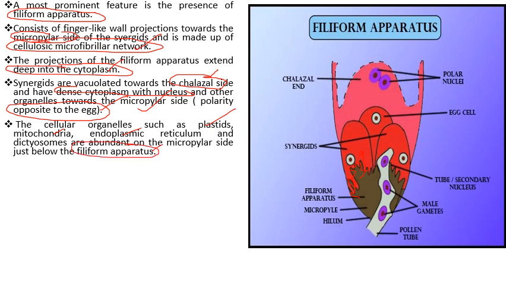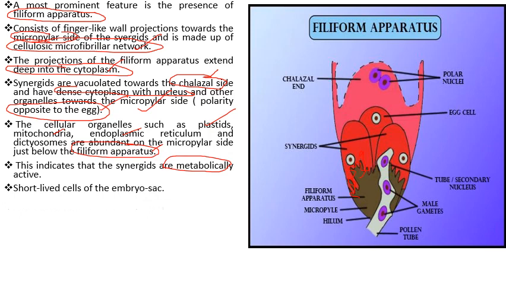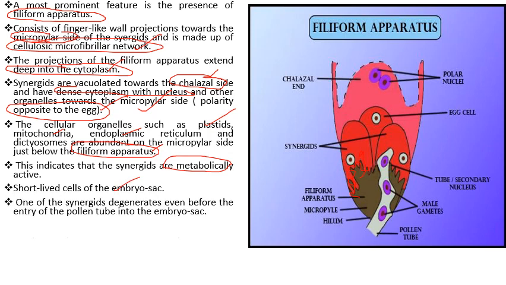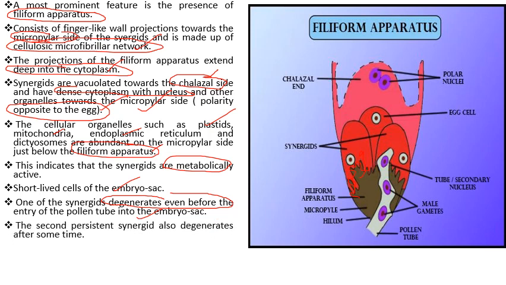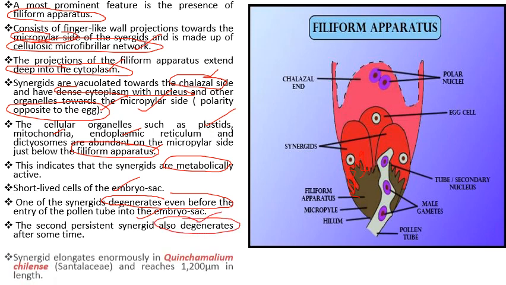That shows जो synergids हैं, these cells are metabolically active. So this indicates that the synergids are metabolically active cells. They are short-lived cells of the embryo sac. One of the synergids degenerates even before the entry of the pollen tube into the embryo sac. एक जो synergid है वो पहले disintegrate होता है even before the entry of pollen tube inside the embryo sac. The second persistent synergid also degenerates after some time.